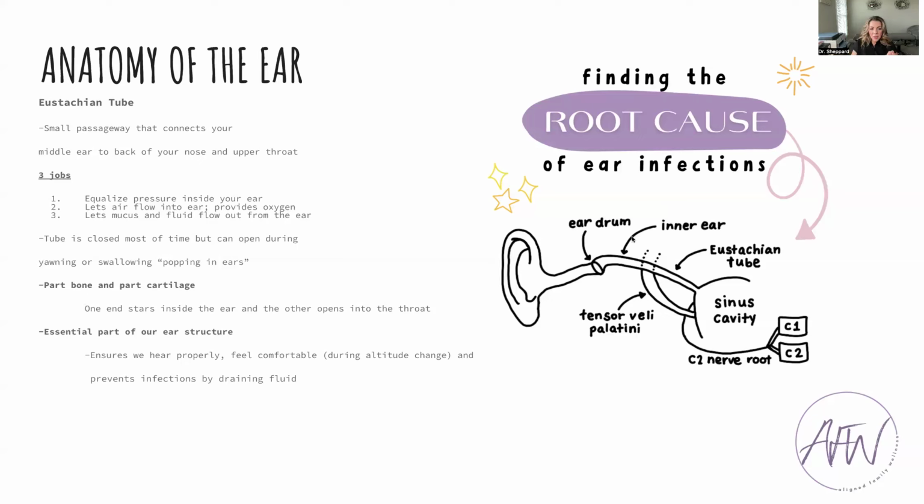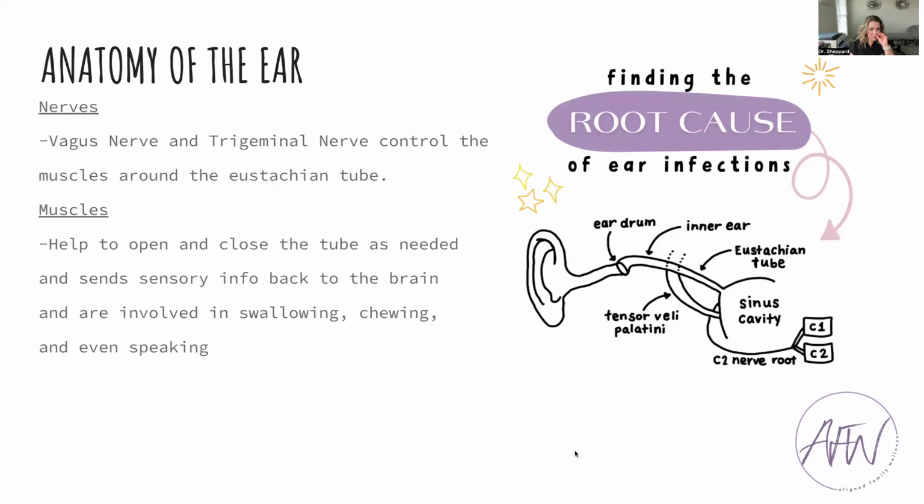It ensures we hear properly, and the eustachian tube is going to open during those flights when the pressure changes, or when you hold your nose and blow. That's that eustachian tube pressure changing. So it's really, really important that that works well. And it prevents infections by draining the fluid out of the ear. When the fluid stays stagnant in that eustachian tube, it doesn't draw that fluid out, and that's when we get infections.